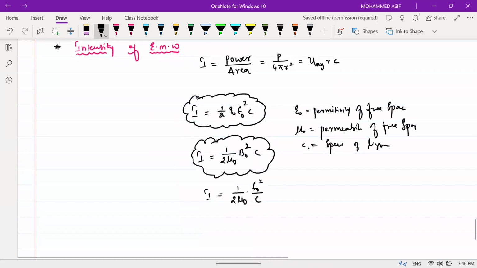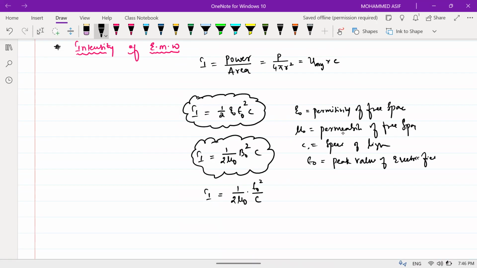E naught is known as the peak value of electric field, a maximum value. B naught is nothing but the peak value of magnetic field. Clear? Intensity is also equal to 1 by 2 mu naught into E naught square divided by C, because what I told you, E divided by B will be equal to how much? We learned this earlier. Electric field divided by magnetic field will be equal to speed of light.